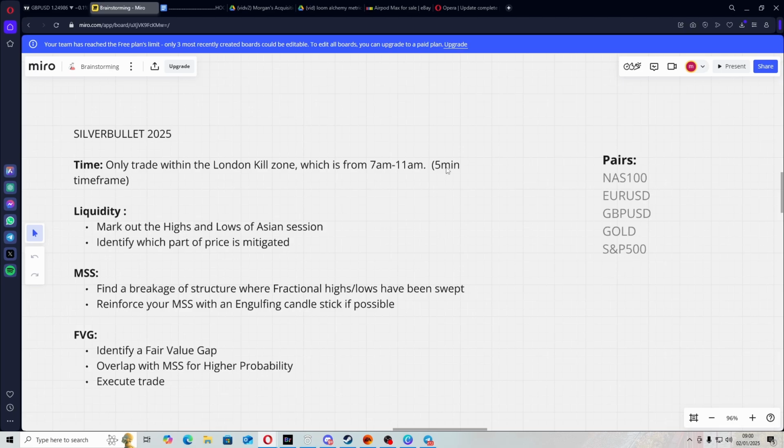We're on the 5-minute time frame. Pairs: NAS 100, EUR/USD, GBP/USD, Gold, or S&P 500. It works on all of these. We're using GBP/USD today.